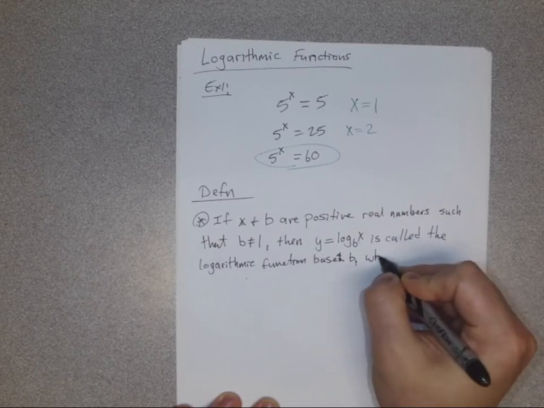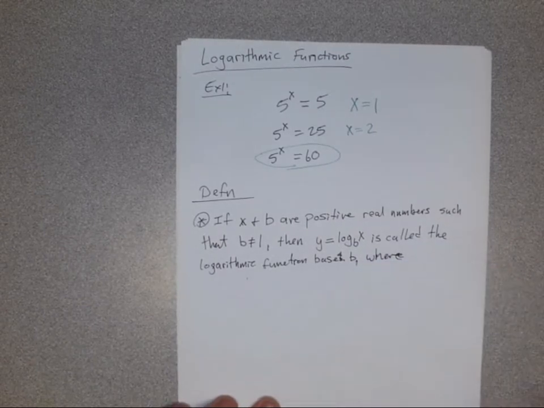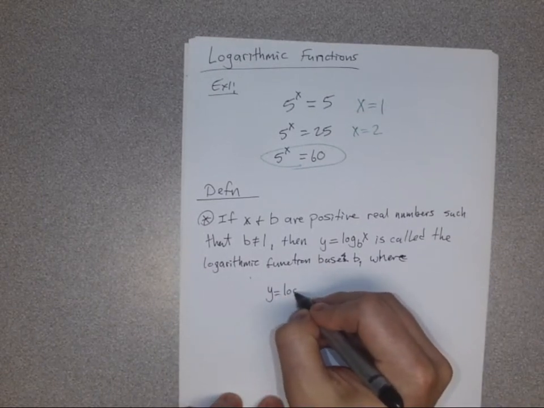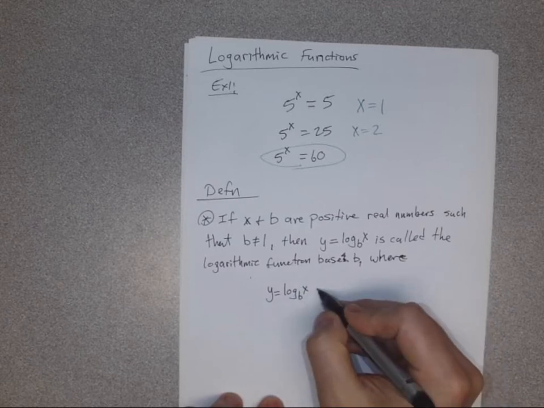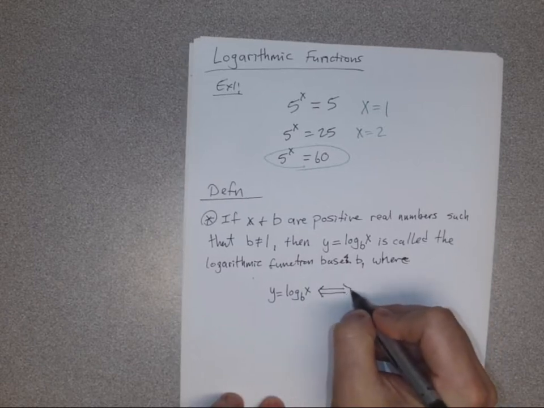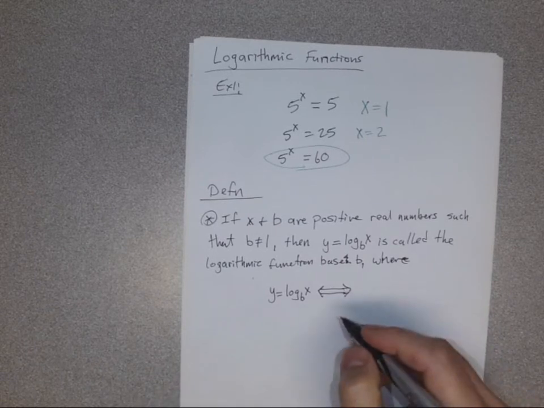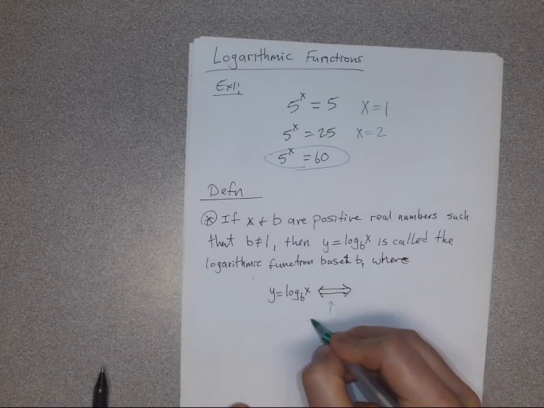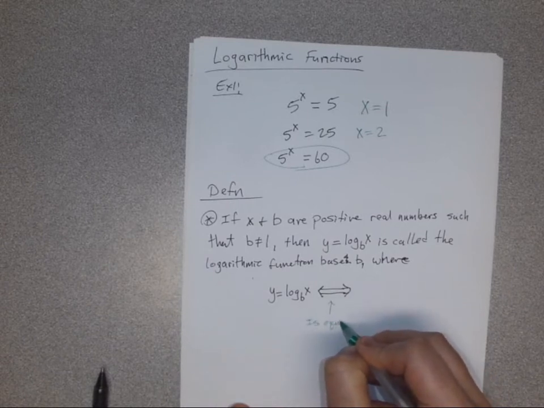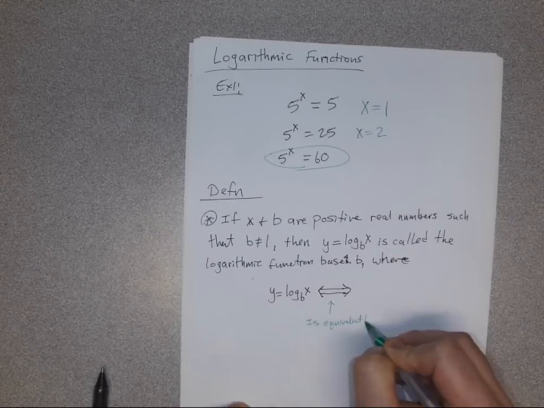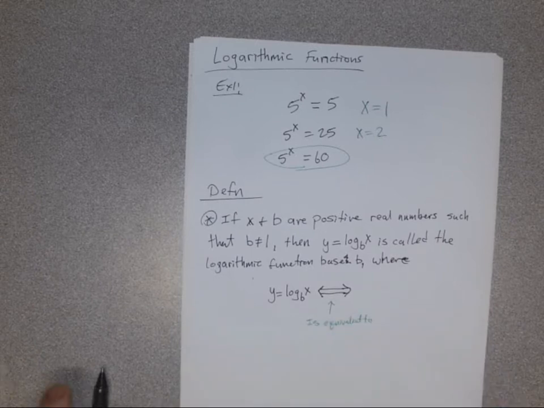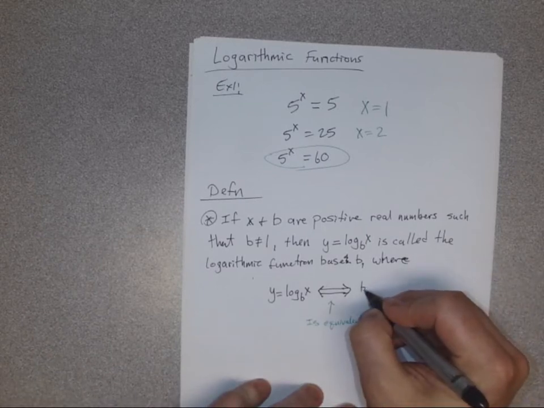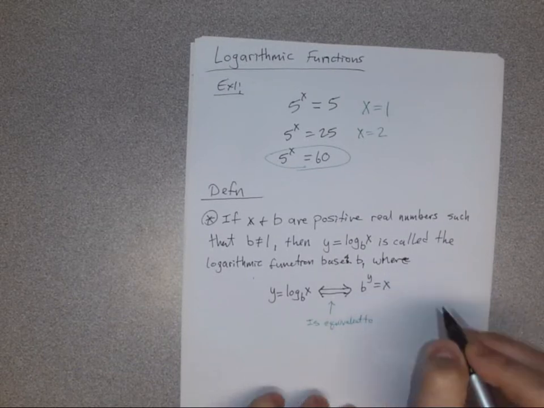Where, and here's how it's defined. So y equals log base b of x is equivalent to, so writing a big double arrow like this means is equivalent to. So if you see that in the future, it just means is equivalent to. We can rewrite it as b raised to the y power equals x.